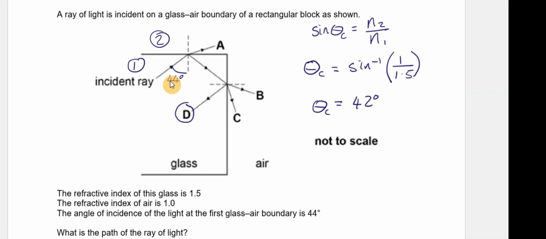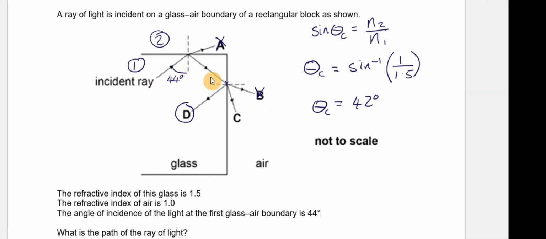Well, 44 degrees is bigger than the critical angle, so light will be reflected and not refracted. So light's going to be reflected and it's going to hit at this point here, and the question is, is it going to be refracted or is it going to be reflected? Well, it's certainly not going to be refracted the way B is refracted, because when light goes from a more optically dense material like glass into a less optically dense material like air, it'll bend away from the normal line. So B is just completely wrong.